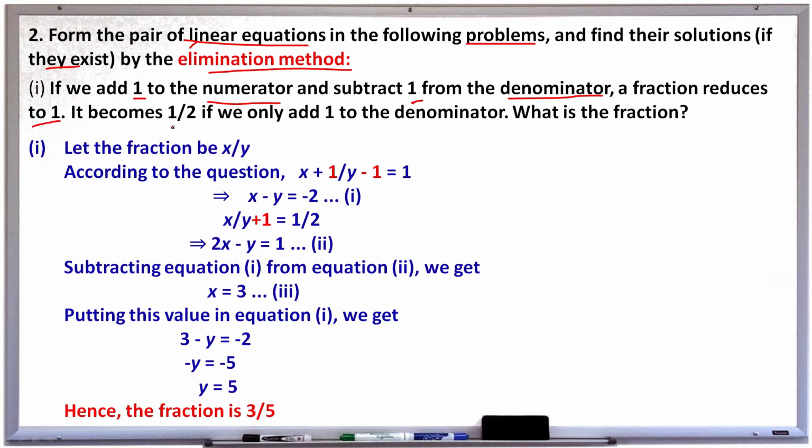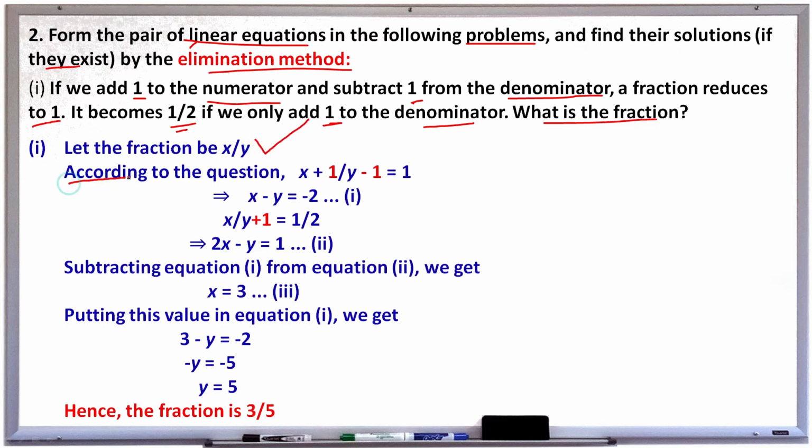It becomes half if we only add 1 to the denominator. What is the fraction we get? Now let us take the fraction to be x by y.